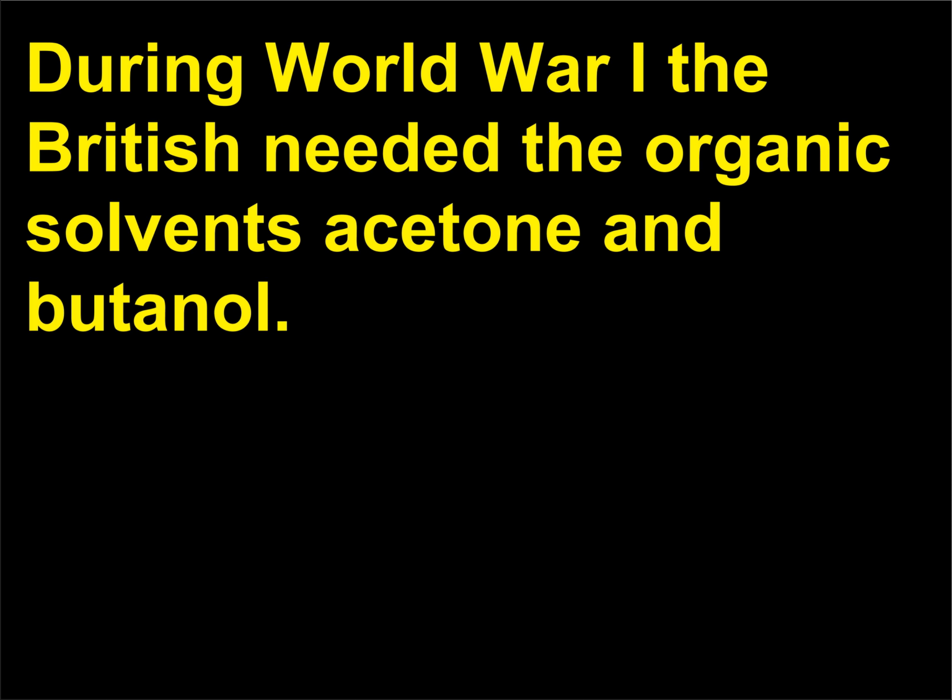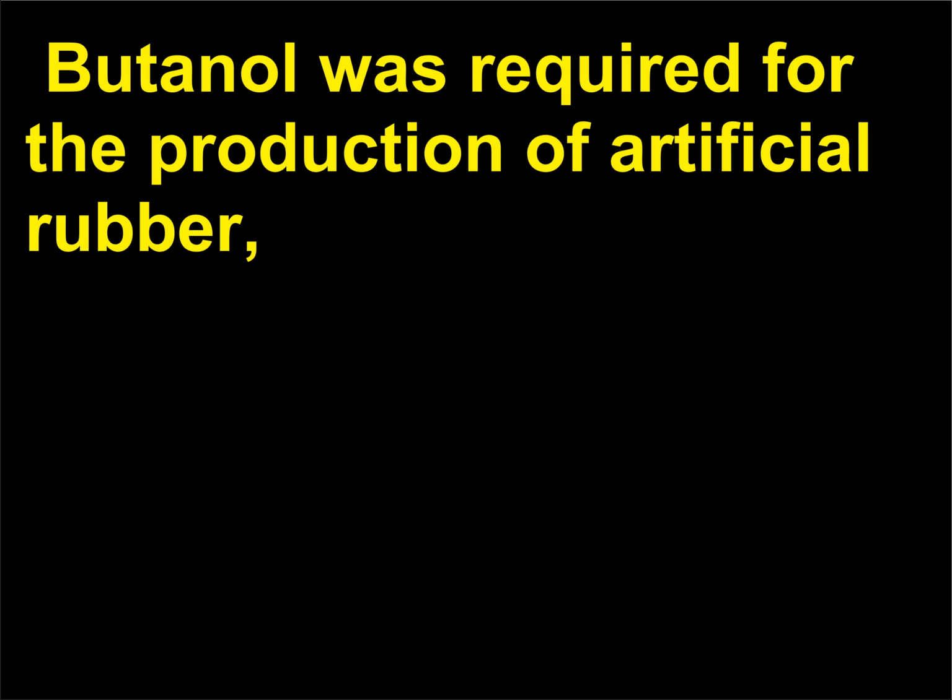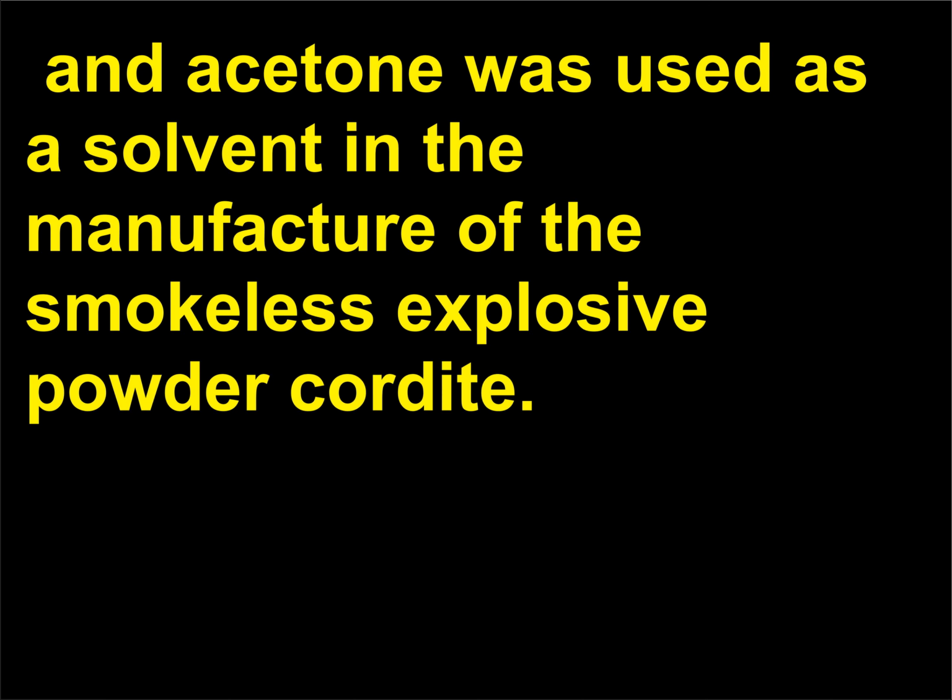During World War I the British needed the organic solvents acetone and butanol. Butanol was required for the production of artificial rubber, and acetone was used as a solvent in the manufacture of the smokeless explosive powder cordite.